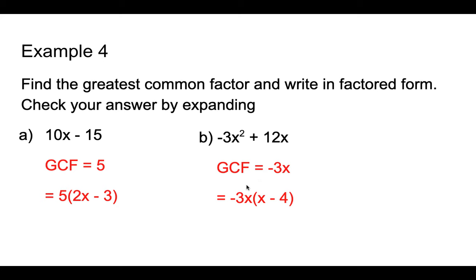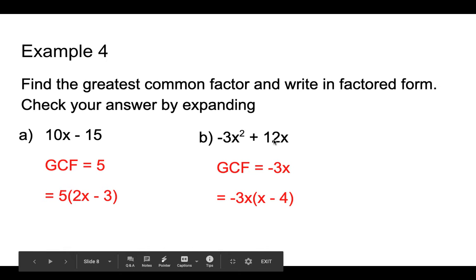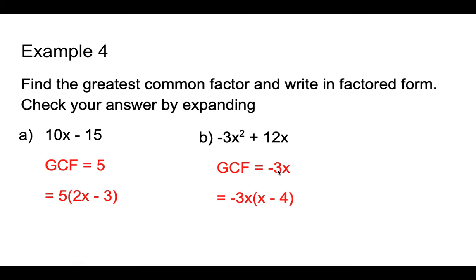So if I take out 3x out of all of these, if I divide negative 3x squared divided by negative 3x, then the negative 3s cancel. One of these x's will cancel with this x. So x squared divided by x leaves me with 1x. And then 12x divided by negative 3x, well, 12 divided by negative 3 is negative 4. And then if you have x divided by x, those are going to cancel out.